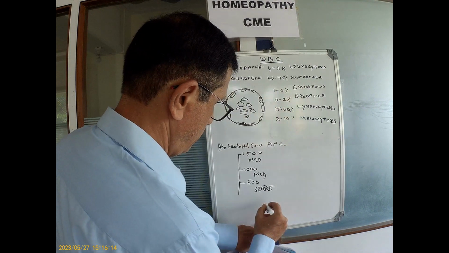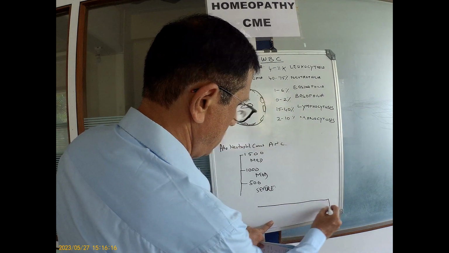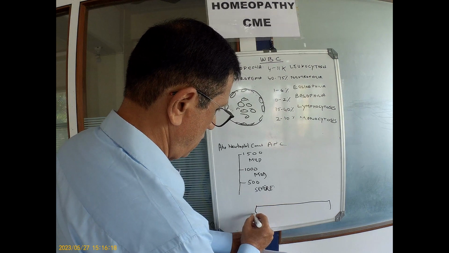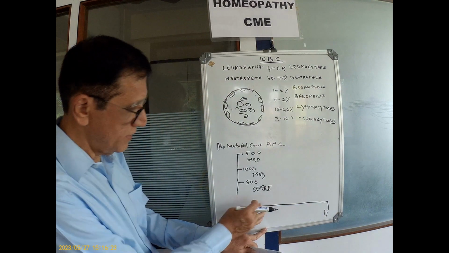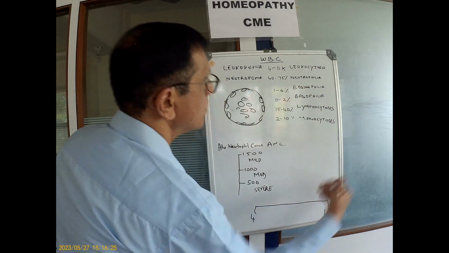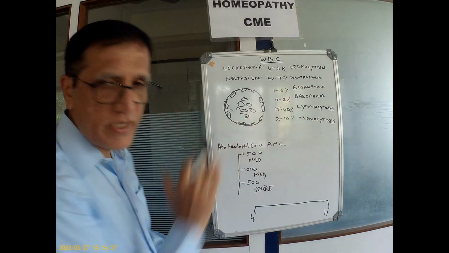We have a 4,000 to 11,000 range. Anything less than 4 is leukopenia, and this is leukocytosis.